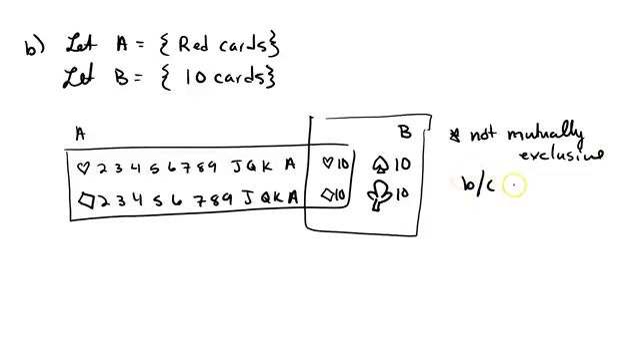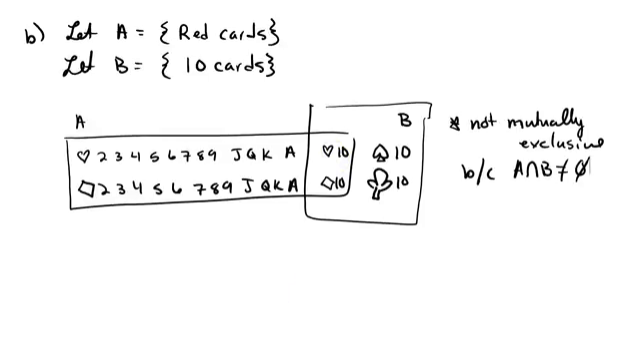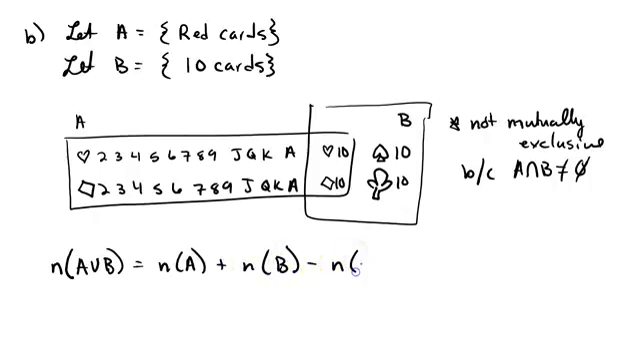Because A intersect B is not an empty set. In fact, there are 2 cards, there are 2 elements. So when we use our principle of inclusion and exclusion, I would say the number of elements in A union B, that's the number of elements in A plus the number of elements in B minus the number of elements in the intersection, A intersect B.